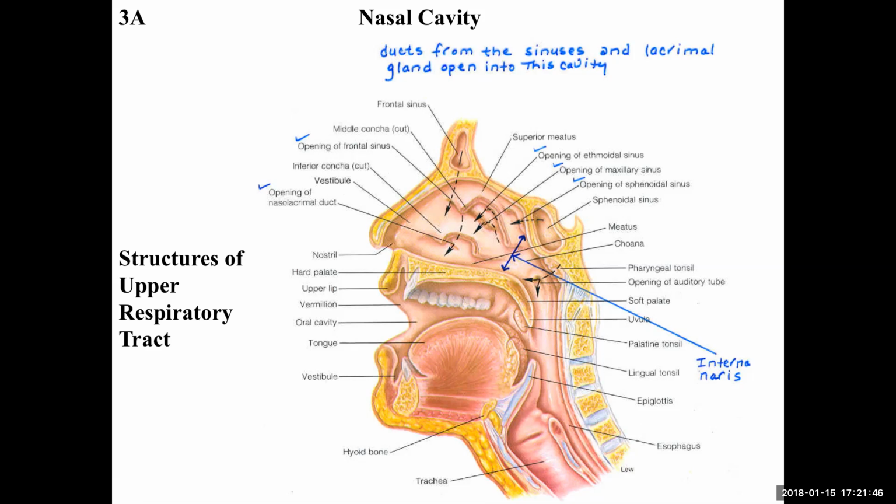We have the nasal septum, which divides the nasal cavity into right and left halves. We have the nasal vestibule, which is right in here. And if you stick your finger in your nose, you're sticking it into the nasal vestibule. A vestibule is sort of like a little anteroom. It's not even a room, it's very small. Older houses have a vestibule.